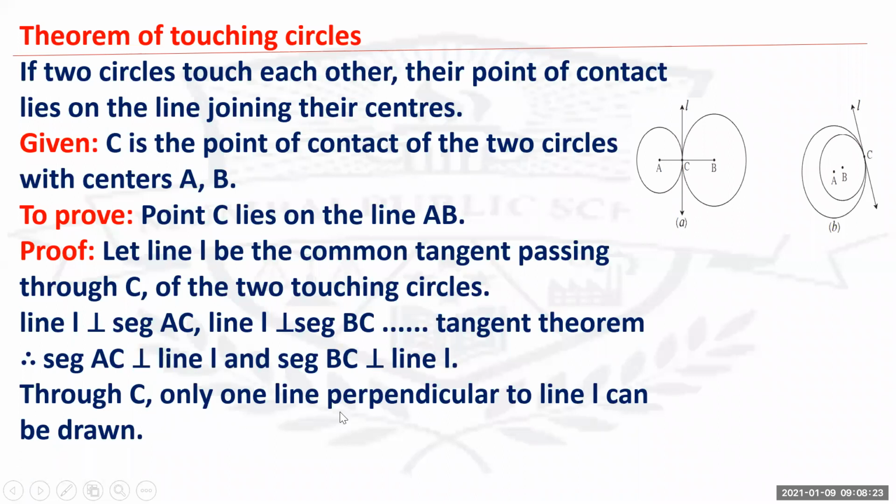So through C, only one line perpendicular to line L can be drawn. From this point C, you can draw only one line which is perpendicular to the tangent. So that means points C, A, B are collinear, and therefore what we had to prove: point C lies on line AB.